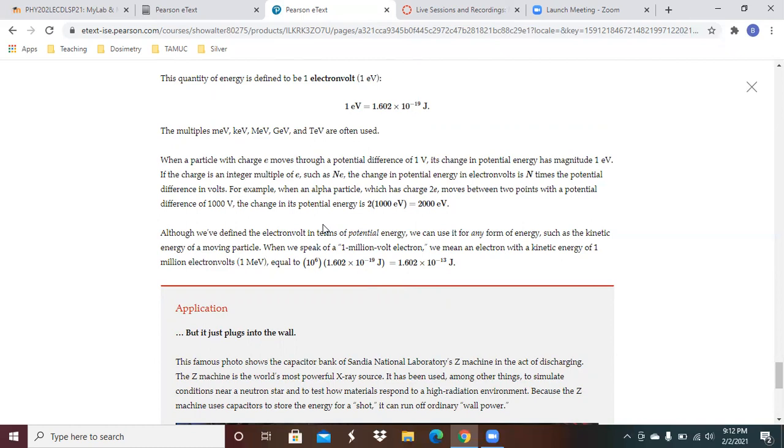So when a particle with charge E moves through a potential difference of 1 volt, its change in potential energy has a magnitude of 1 electron volt. If the charge is an integer multiple of E, such as N times E, the change in potential energy in electron volts is N times the potential difference in volts. So for example, an alpha particle, which has a charge 2E, moves between 2 points with a potential difference of 1,000 volts. Its change in potential energy is 2,000 electron volts.